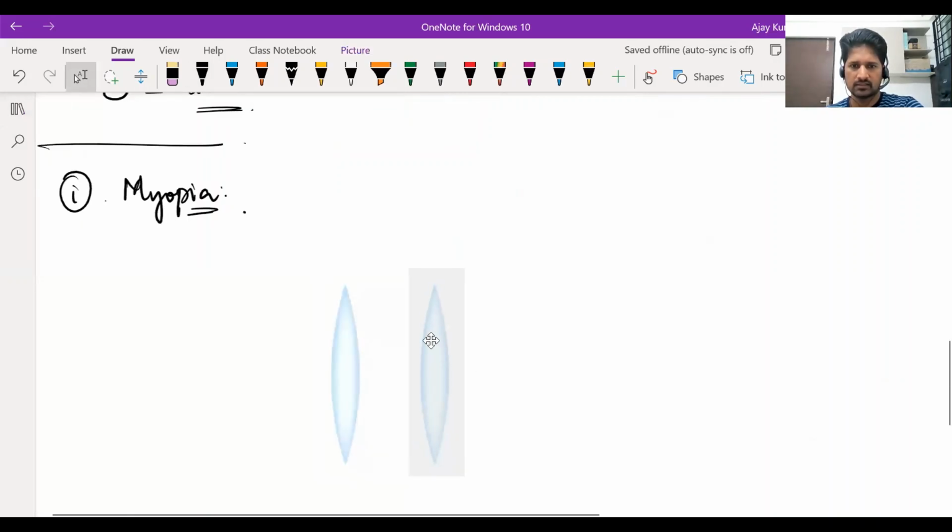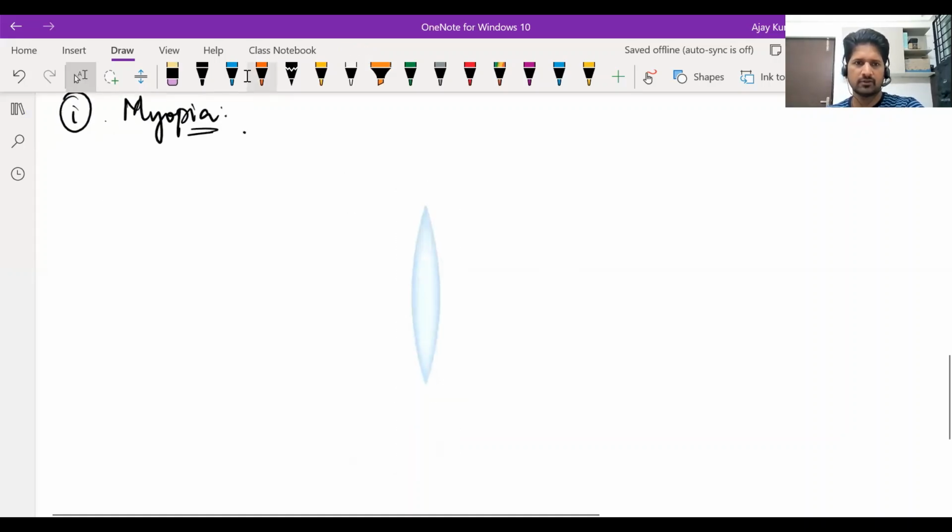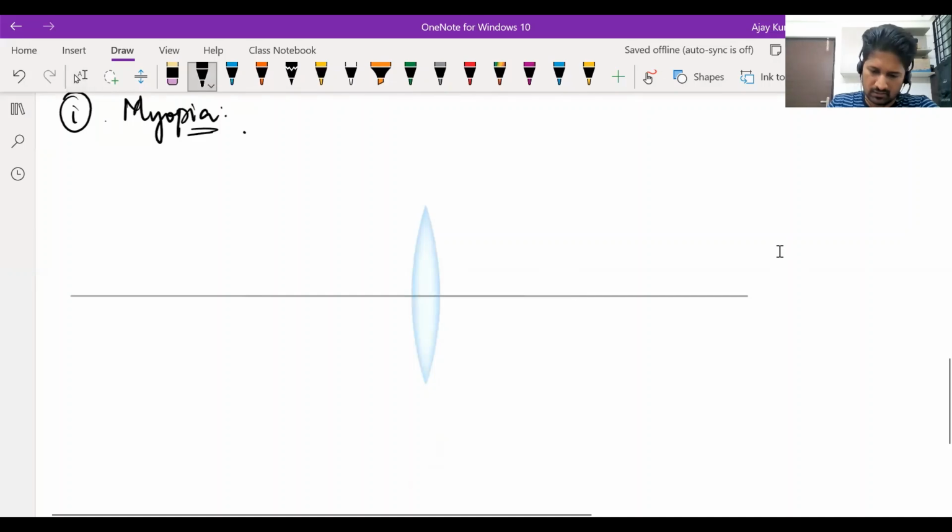Let's say this is the lens, and you know that the distance from the eye lens to the retina is fixed. Means distance from the lens to the screen is fixed. Image distance is fixed basically. Let this be the screen. Means image has to form here.